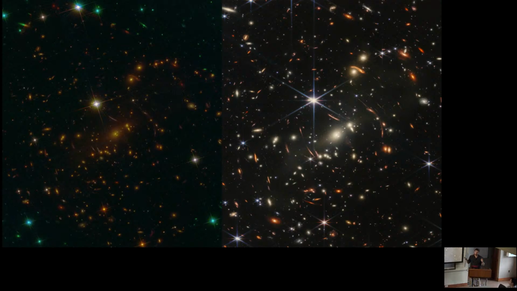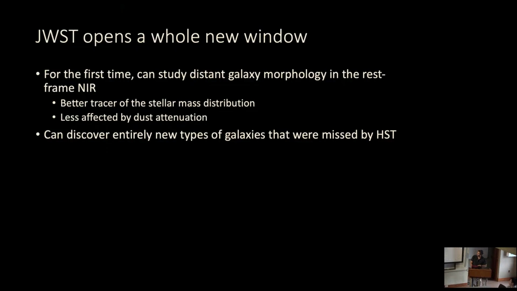Basically what that means is in Hubble, which is measuring optical rest-frame wavelengths, these galaxies were invisible, but James Webb can easily resolve them. It's the first time we've been able to resolve the morphologies of these really dust-obscured galaxies. So yeah, it's a whole new window. We're tracing the rest-frame near infrared, so we can actually study the morphology of these galaxies in the type of light where most of the stellar mass is being traced.